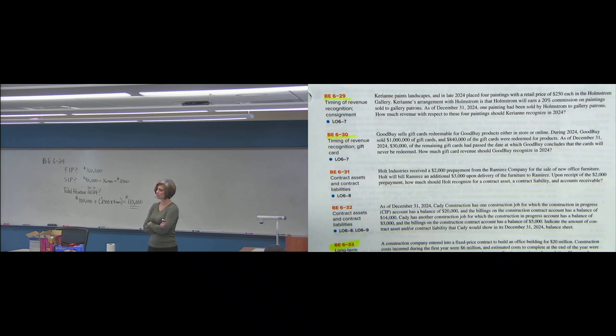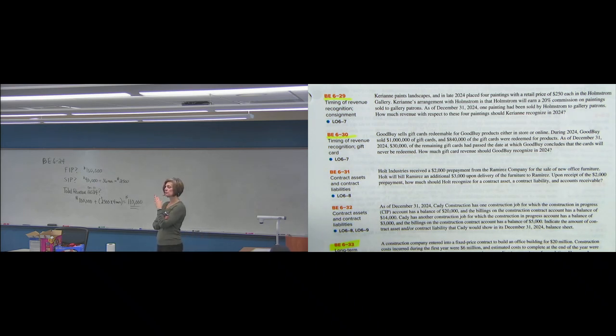Now you guys should get this question right. What would the $1 million have been recorded at originally? What kind of account? A liability, right? The $1 million would have been a debit to cash, a credit to some liability, unearned revenue. I don't like that account name, but unearned revenue for $1 million.